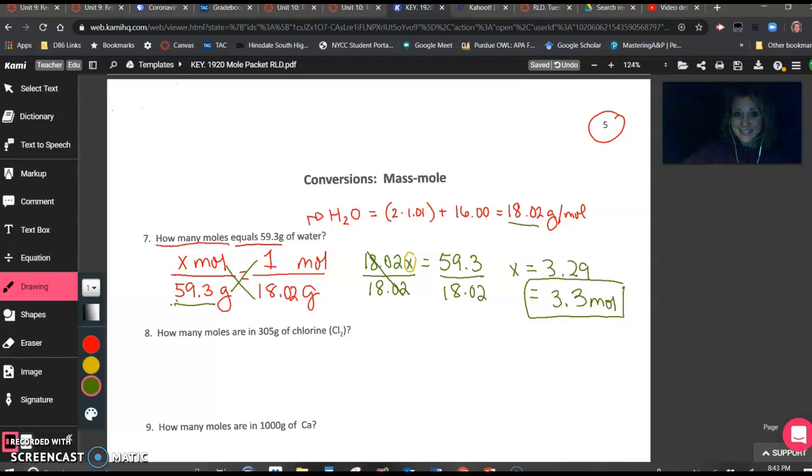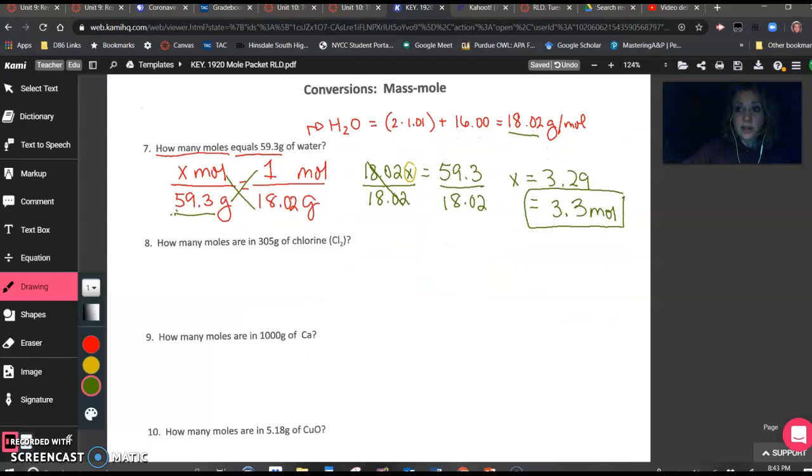Okay, so let's do our next problem, shall we? I'm going to scroll this up here. Here we go. How many moles are in 305 grams of chlorine? So once again, what I'm looking for is moles. So moles is x, and I put mole here.